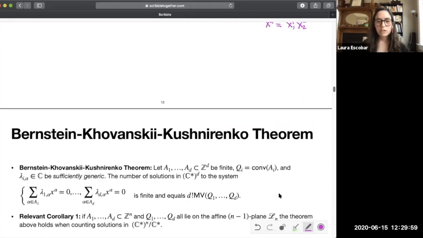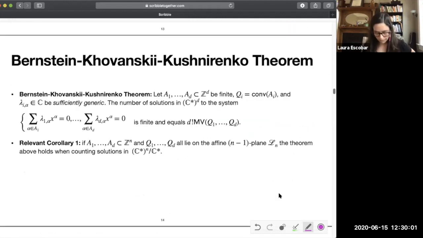So one corollary that I want to say is that we're going to use the BKK theorem in many settings, but there's a nice specialization where your polytope lies in an affine n-1 dimensional plane. Then, if you just looked at the volume in R^n, it would be 0, but this tells you that it doesn't matter.